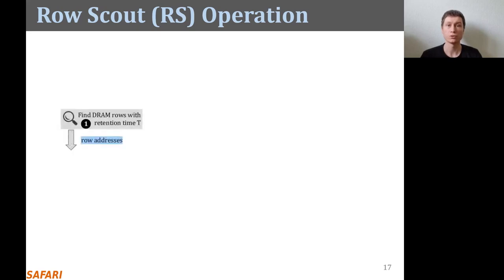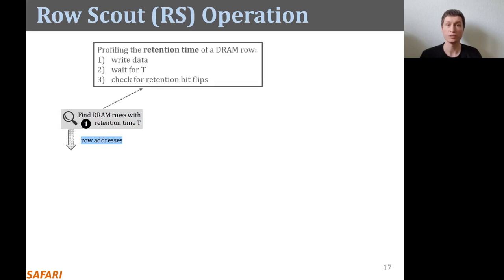First, row scout searches for DRAM rows that have retention time T. Row scout profiles the retention time of a DRAM row by simply initializing a row with known data patterns such as all ones and measuring for how long the row correctly retains its data without being refreshed for the time interval T. Step 1 outputs addresses of rows with retention time T, which is initially set to a small value, for example 100 milliseconds, with the aim to minimize how long UTRR experiments take. This is because the time that UTRR experiments take largely depends on the retention times of the rows that row scout finds.